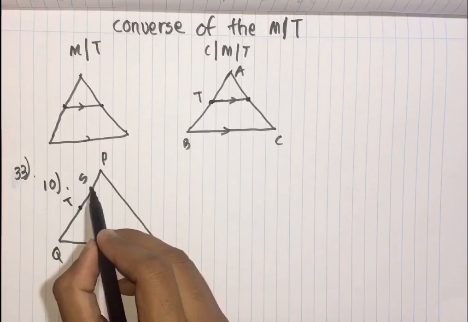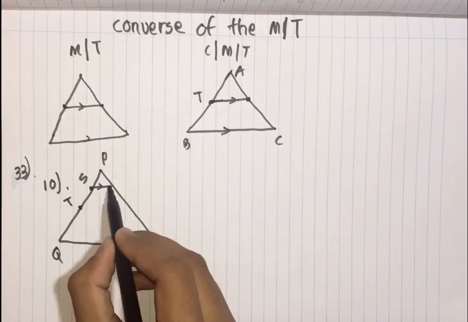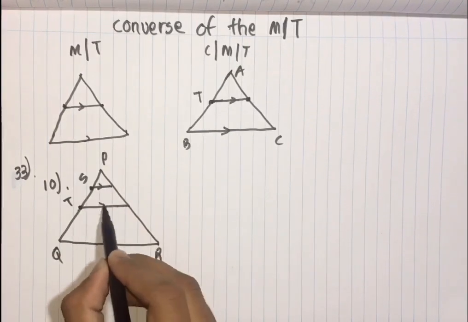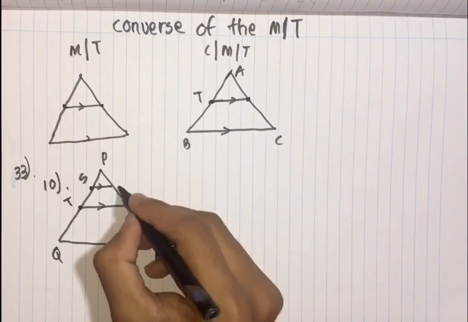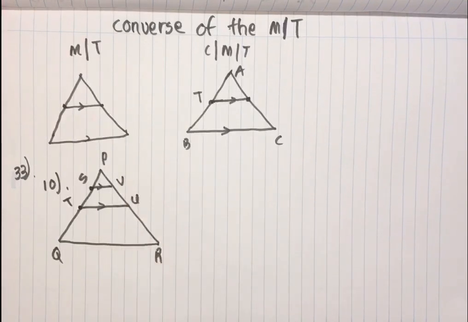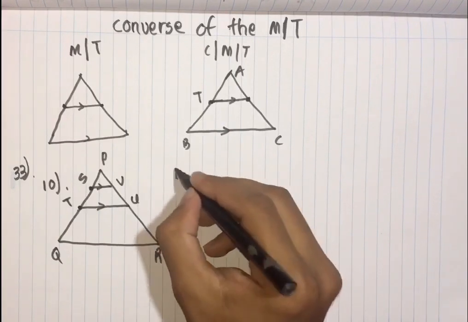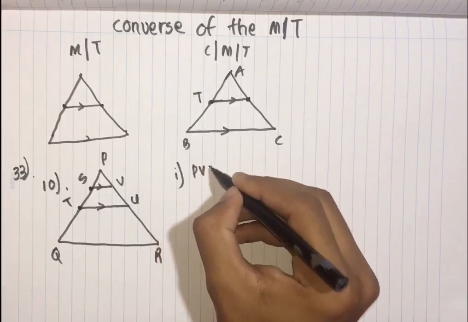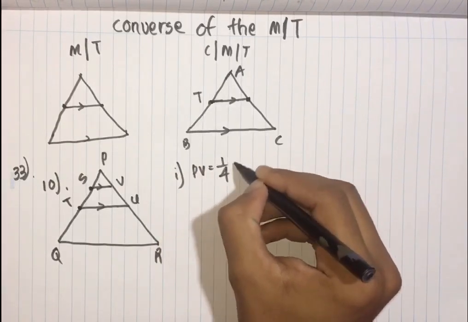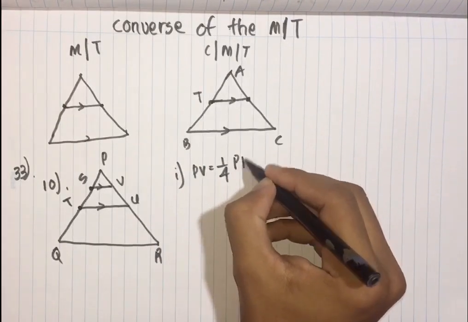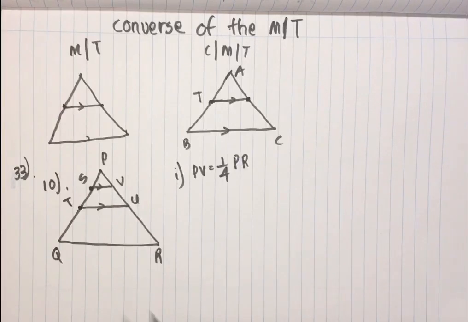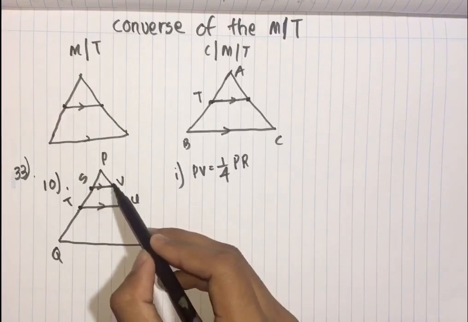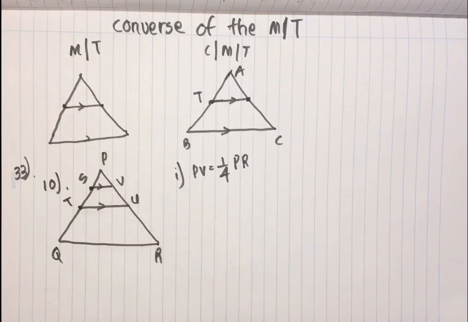So you are drawing a parallel line. This is also parallel. They are going to meet at V and U. Is that clear? Now you have to prove two things here. First, you have to prove that PV is equal to 1/4 of PR. How do you prove it?